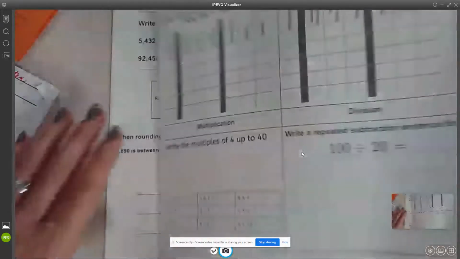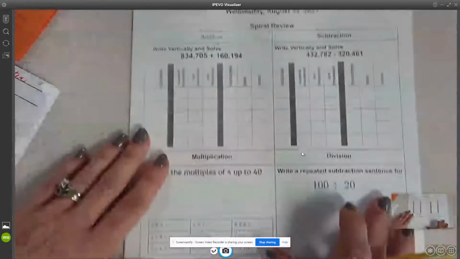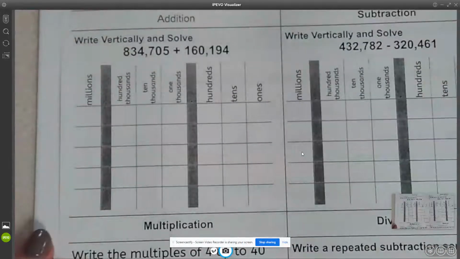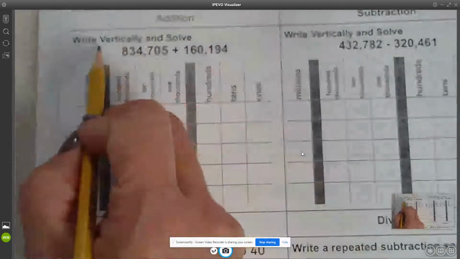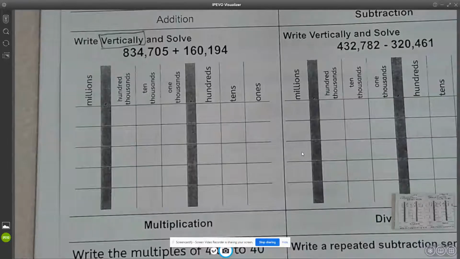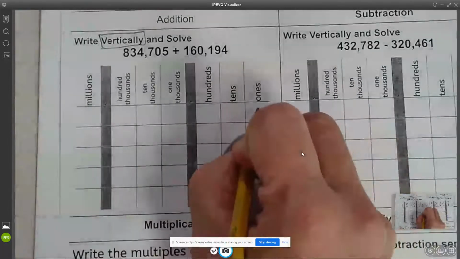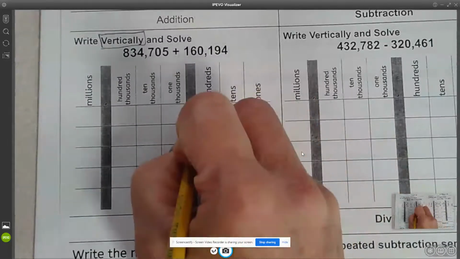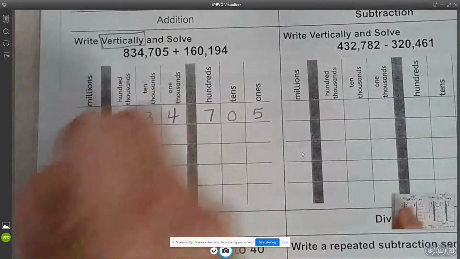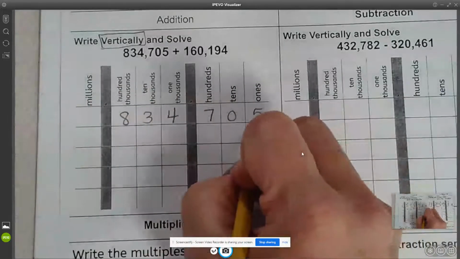Okay, let's flip it over and look at the back. We have 834,704 plus 160,194. Folks, several of you lost points because you did not write it vertically in your quiz on Friday. So you have to make sure that you take each number and you write it vertically. And I've even got the places right there for you.